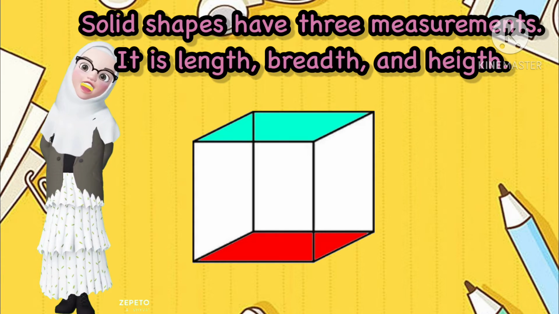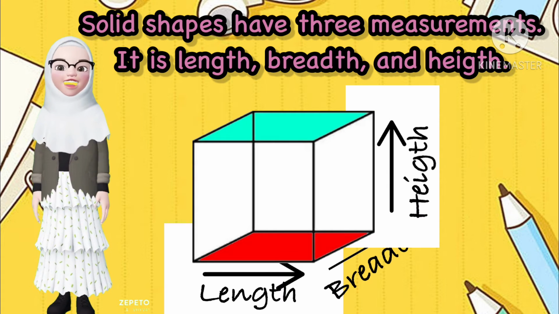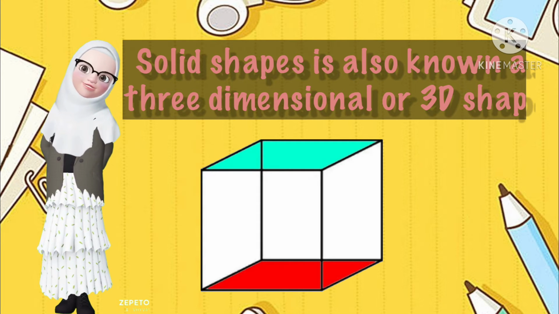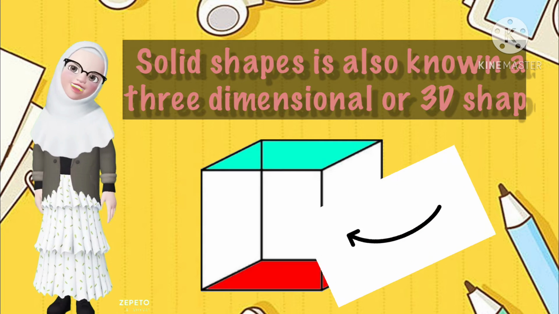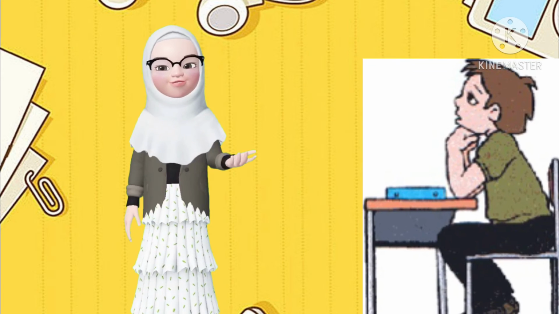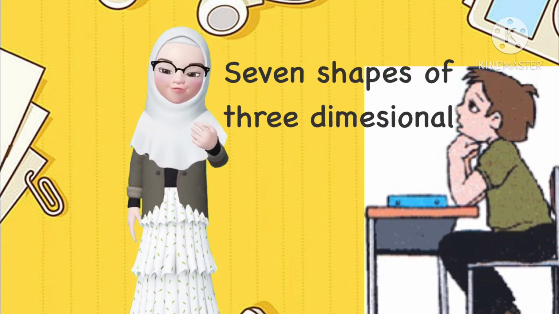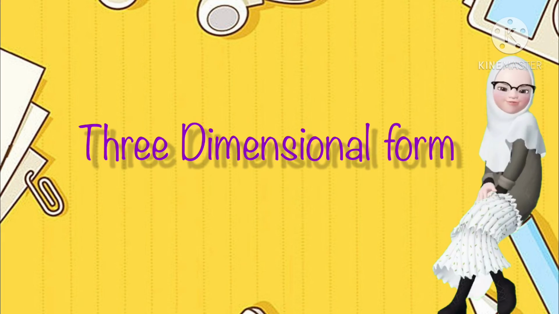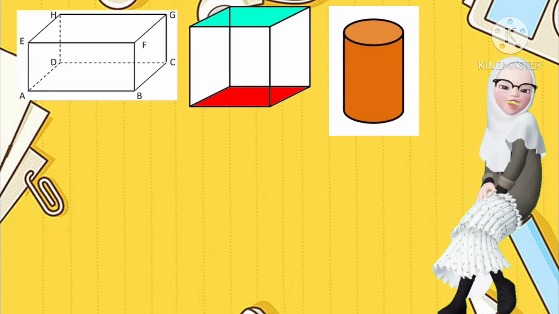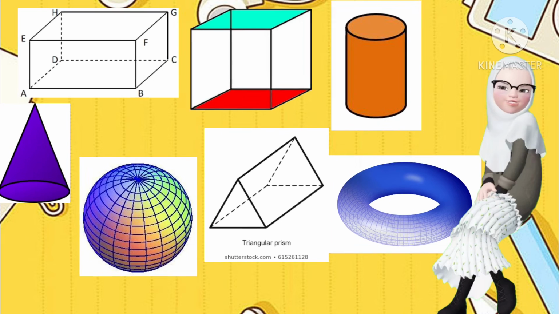Solid shapes have three measurements: length, breadth, and height. So, solid shapes are also known as three-dimensional or 3D shapes. Solid shapes have faces, edges, and corners. My smart students, in this video, I only discuss 7 shapes of three-dimensional. The three-dimensional forms are cuboid, cube, cylinder, cone, sphere, triangular prism, torus, etc.